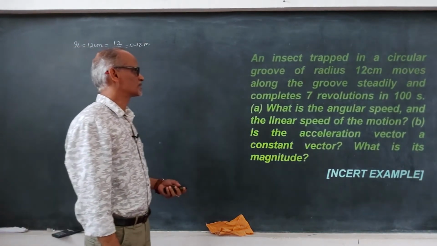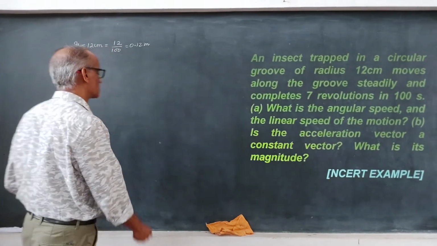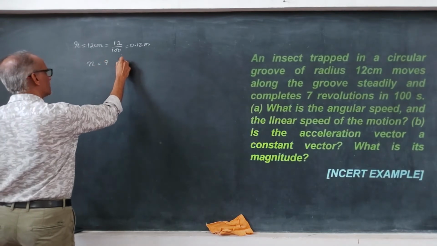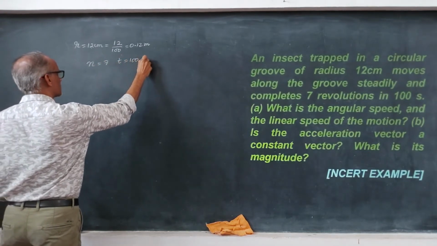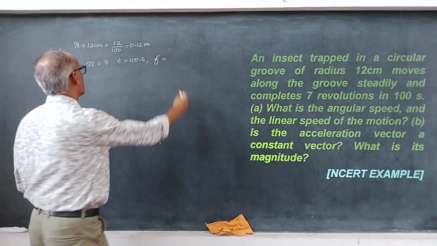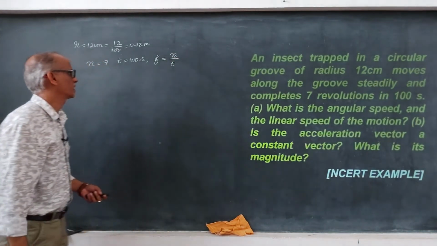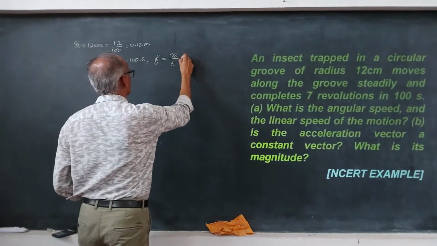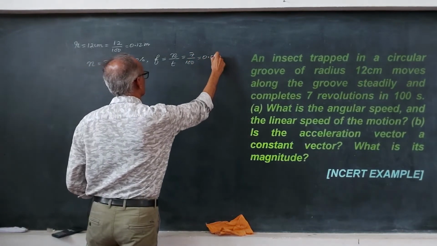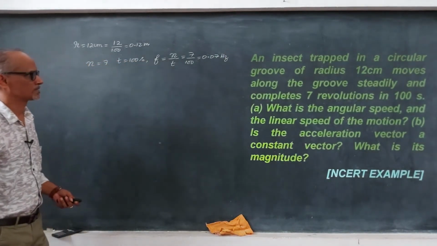Moves along the groove steadily and completes 7 revolutions in 100 seconds. So, the number of revolutions is 7 in a time of 100 seconds. From that we can always find the frequency of revolution, which is the number of revolutions completed in 1 second. So, n by t. n is 7, t is 100. So, we get 0.07 hertz is the unit. So, we have found the frequency.